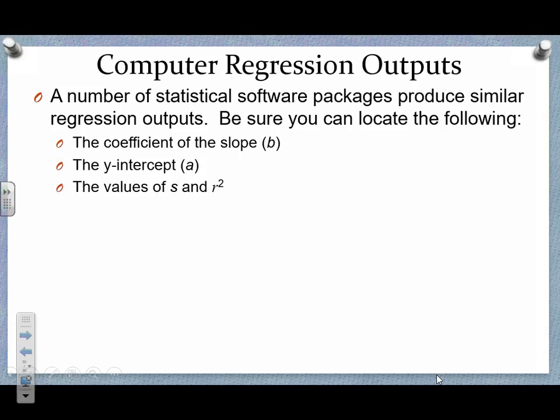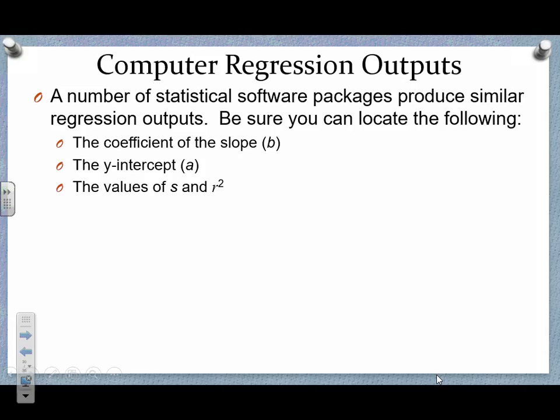When you're looking at a software output, you need to be able to find these 4 things because we're going to be asking questions about what is the equation of the line. And in order to get the equation, you need to know what the slope and the y-intercept are. They may ask you to interpret the standard deviation or interpret R squared or report those particular values. You need to know where to find those in the output.